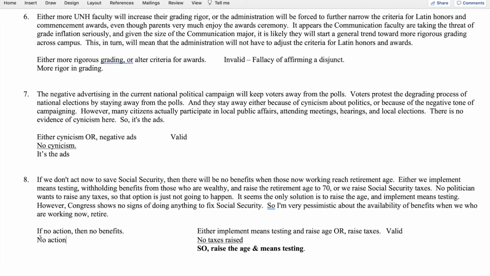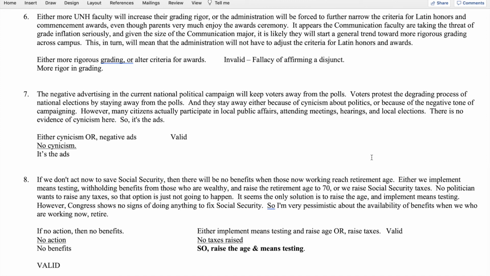And that second premise affirms the antecedent of the conditional statement. So this also is a valid conditional argument, and we know it's valid because we get a valid form, the second premise affirming the antecedent. So we can then conclude that there'll be no benefits for anyone who is working now and who needs to retire in a few years. So we have two arguments going on, two different types of molecular argument. We have the conditional argument and the disjunctive argument, and both the conditional and the disjunctive arguments are valid.